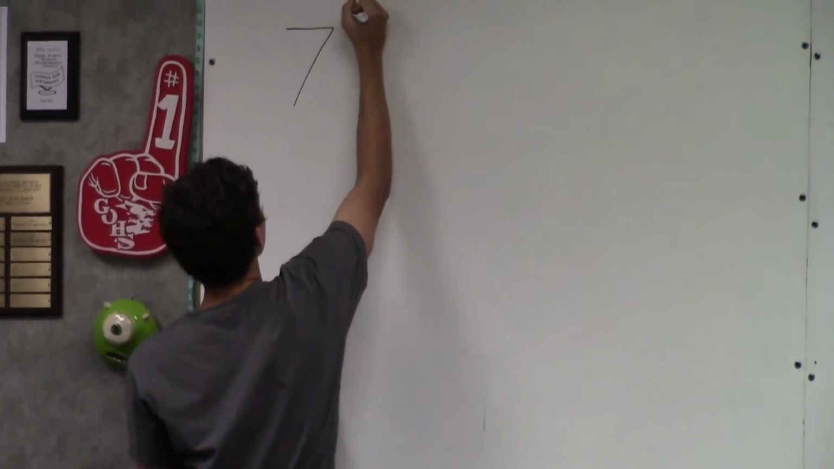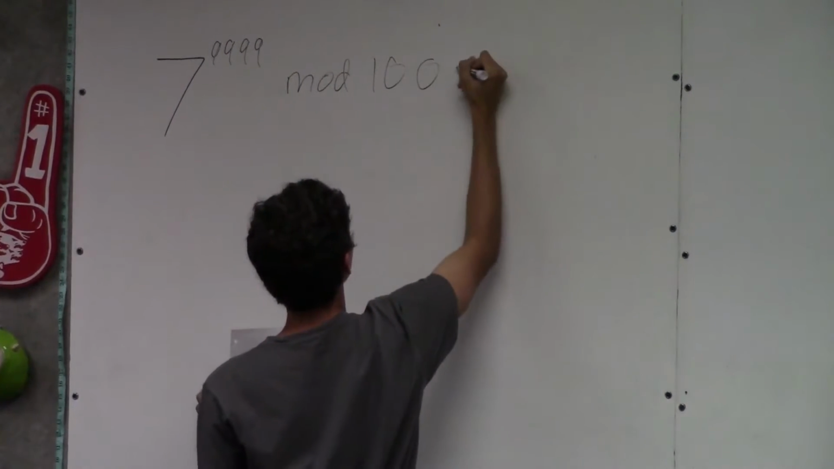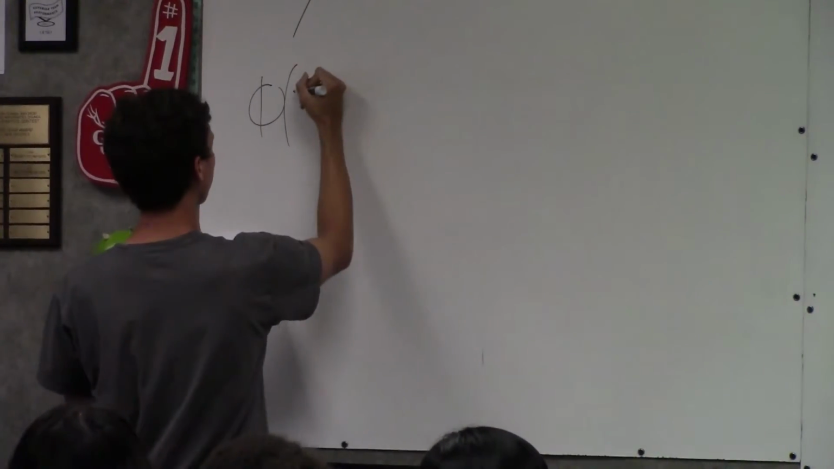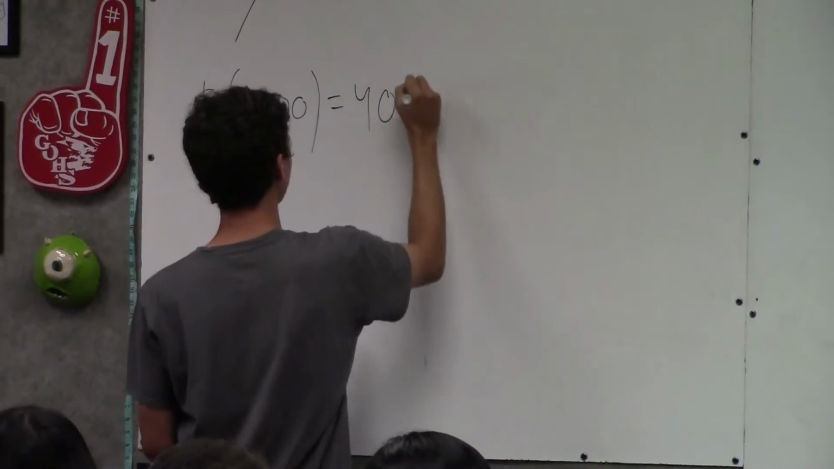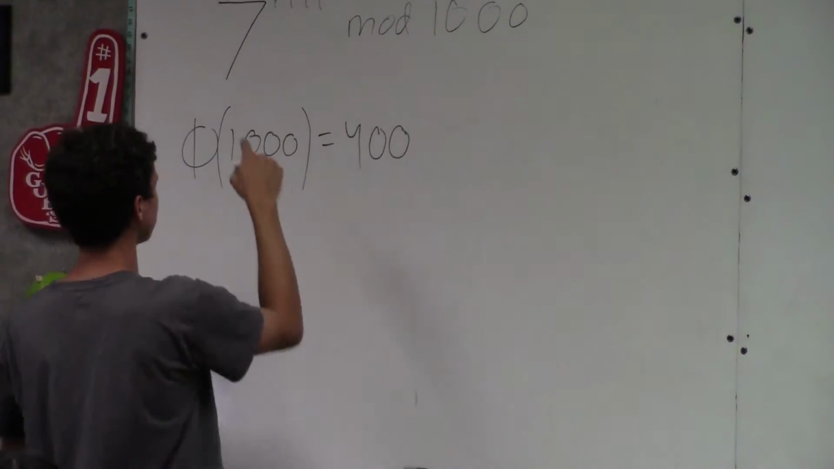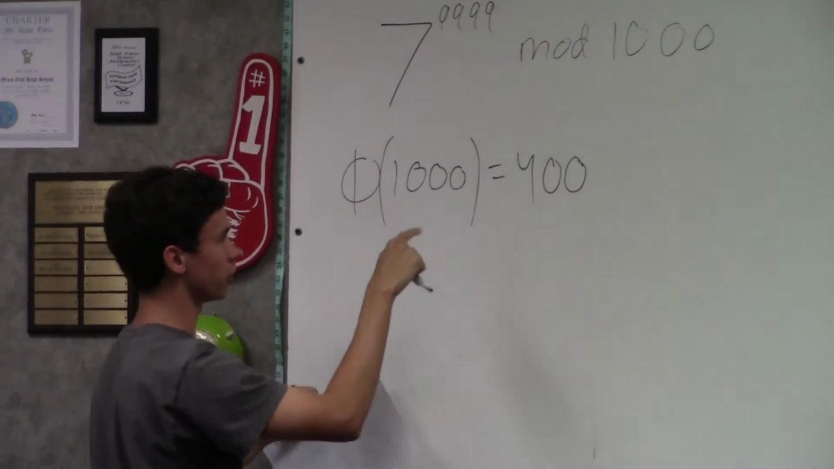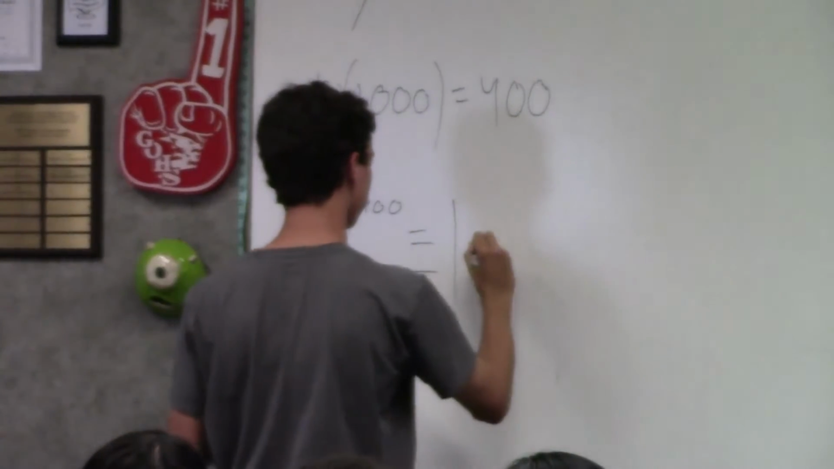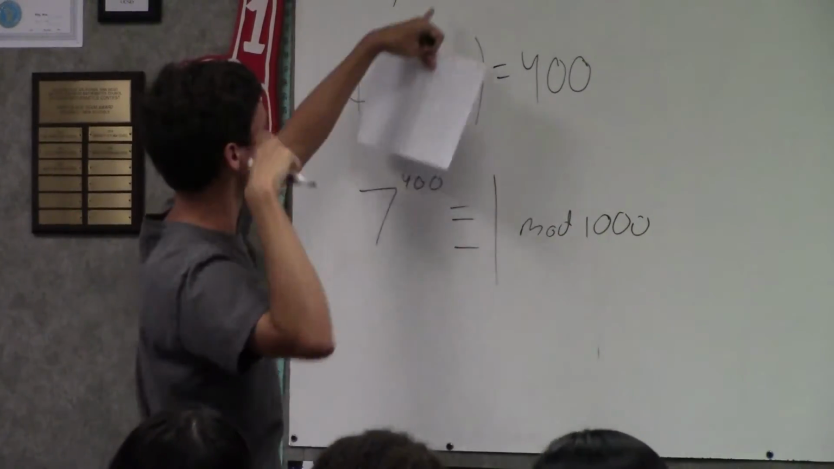So we're looking for 7 to the 9999 modulo 1,000. We're going to use Euler's totient function. So phi of 1,000, as we did earlier, is 400. Because any number a to the phi of n is congruent to 1 modulo n, we know that 7 to the 400 is congruent to 1 mod 1,000. So now we can apply this knowledge here.